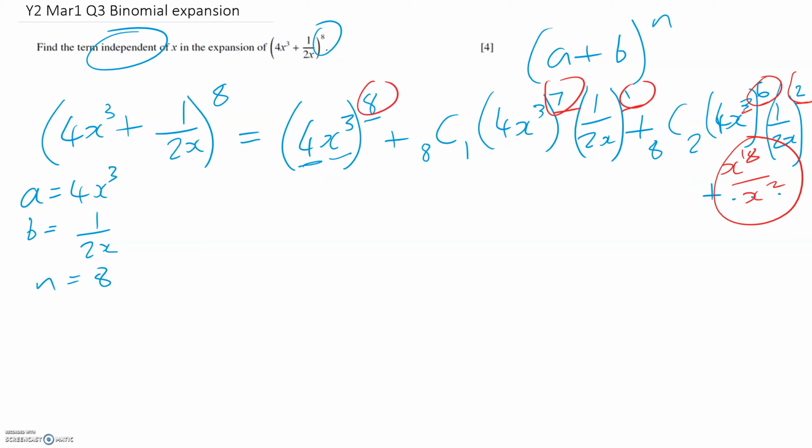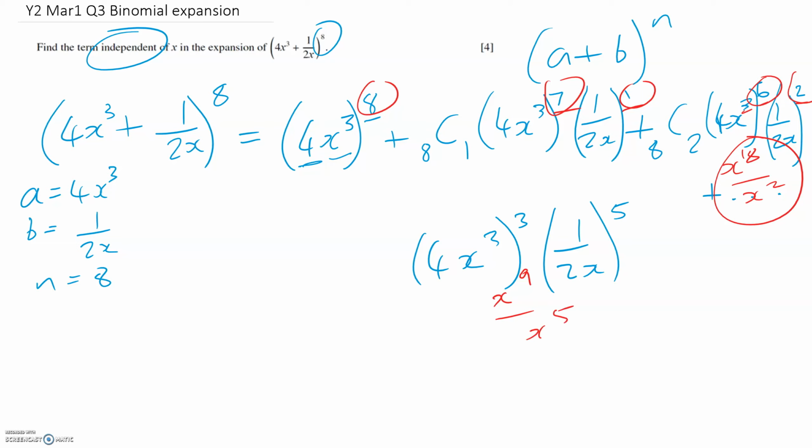So if we just had to guess which term they might cancel, let's try where we've got 4x cubed to the power of 3, and then the other one would be 1 over 2x cubed. So sorry, that's not right. These have to add up to 8, remember, so that would be a 5. Now, just looking at this, I can already see this isn't going to work, because that's going to give us x to the power of 9, and that will give us x to the power of 5 on the bottom. So that one isn't much use.